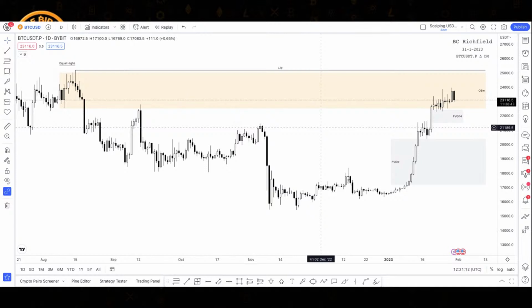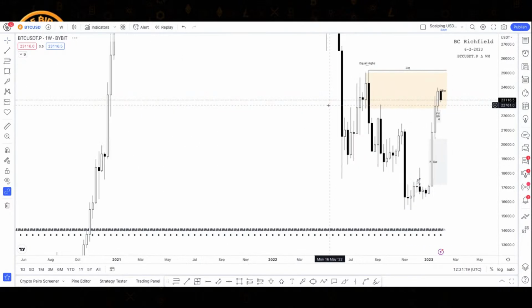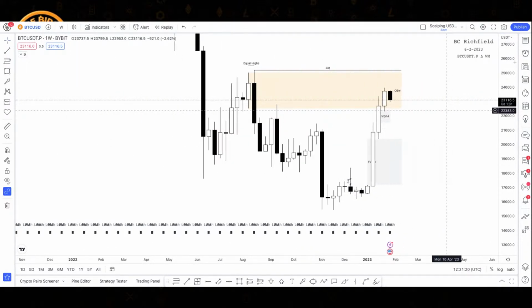So, I'm going to bash through this quick top down for you in the next 9 minutes. Weekly chart. This is where the key of my analysis starts.